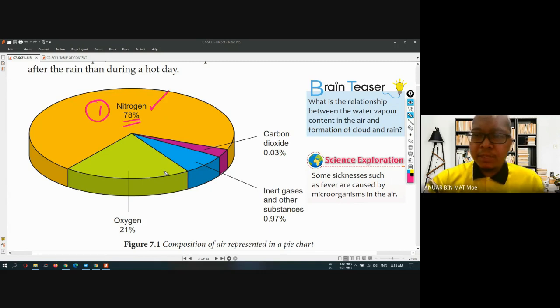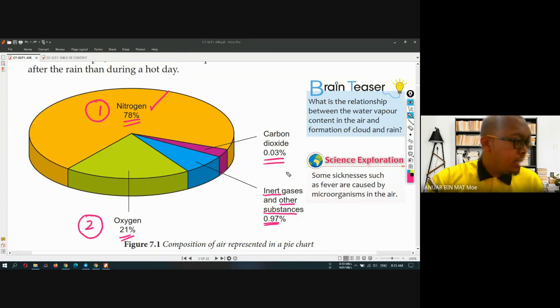So the largest composition of air, 78%, is nitrogen. The second largest gas in our air is oxygen, consisting of 21%. The next one is inert gas and other substances, consisting of 0.97%. And carbon dioxide only consists of 0.03%. There are 4 major compositions of air. Can you understand this?